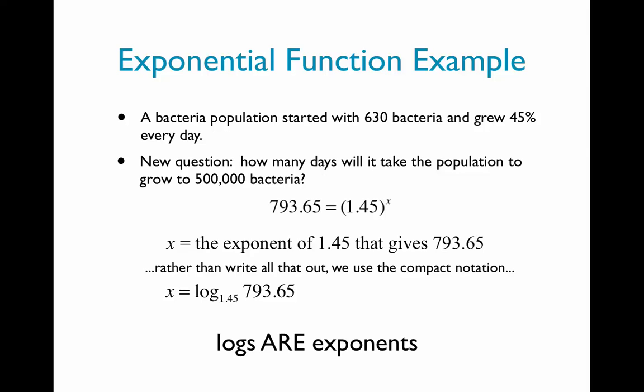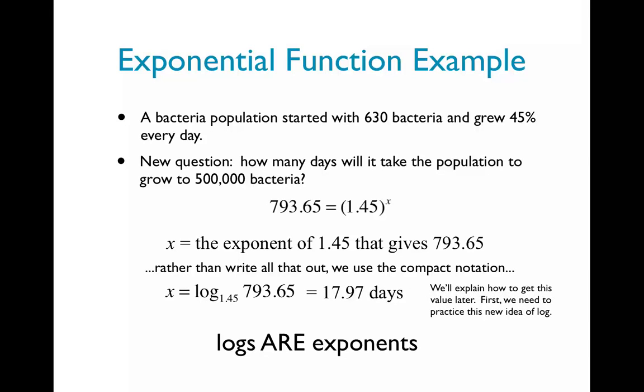So I'm guessing most of you probably haven't had this kind of perspective on it before, but this is a really helpful perspective. When you see a log, you think, oh, that's an exponent. And then these numbers tell you what exponent it is. So let's look at that. In this case, that exponent turns out to be 17.97 days to get 500,000 bacteria. And we'll talk about getting that number later, okay? So we're going to practice this idea of logs first, but we'll get the numbers later, okay?